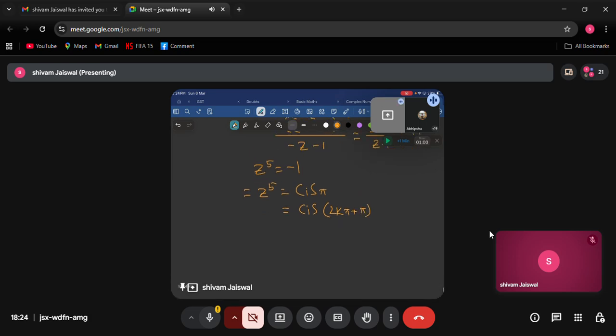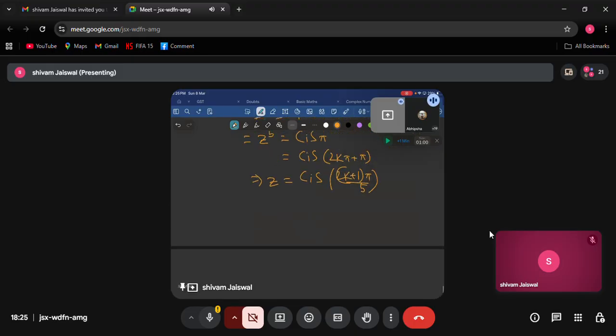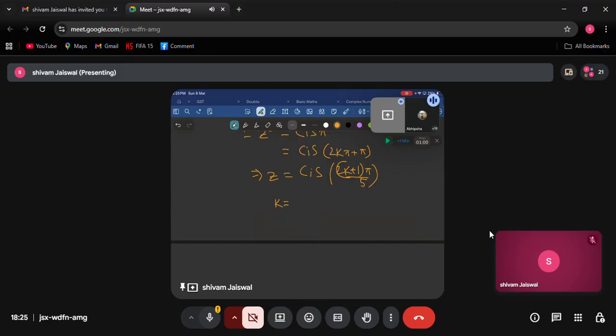Okay, so z is equal to cis (2k plus 1) pi by pi. Tell me, are you getting it? Now we need to substitute k. For k equal to 0, 1 will be applicable, 2 will not be applicable. For 2, it will become minus 1. 3 will be applicable and 4 will be applicable. Is it clear? So there will be 4 roots.